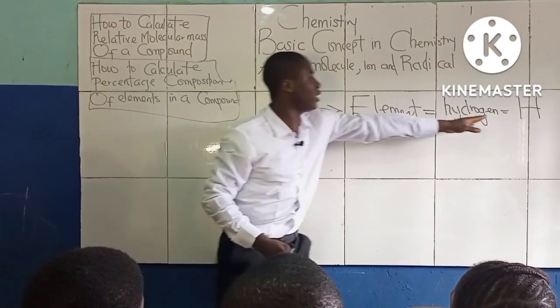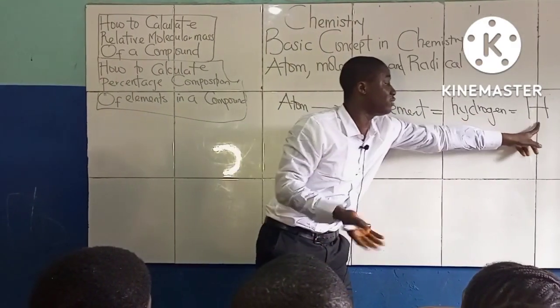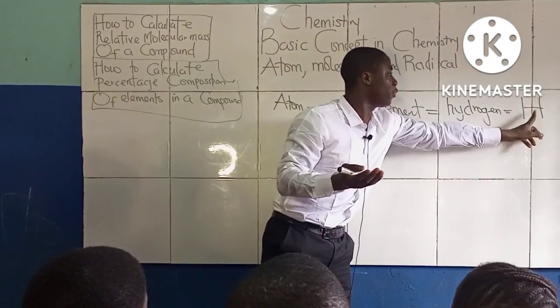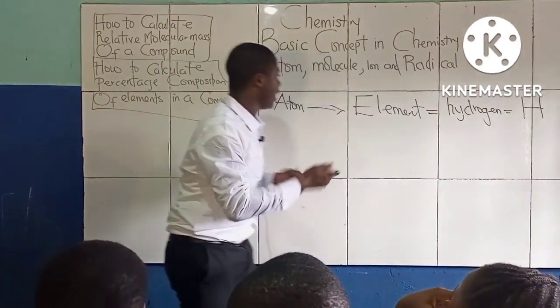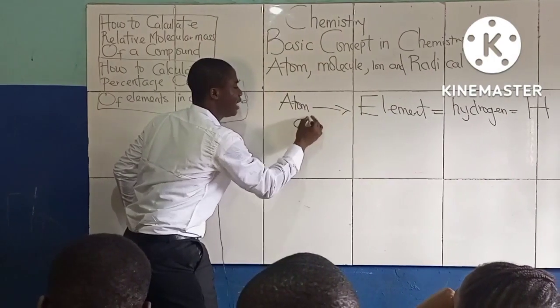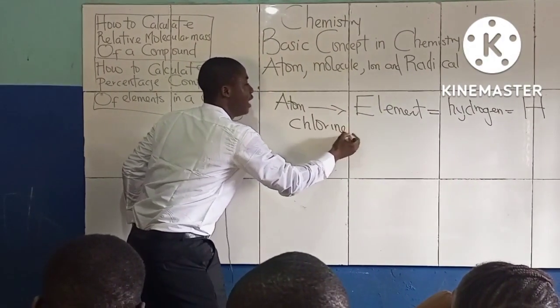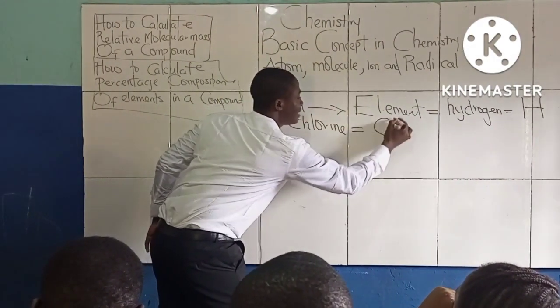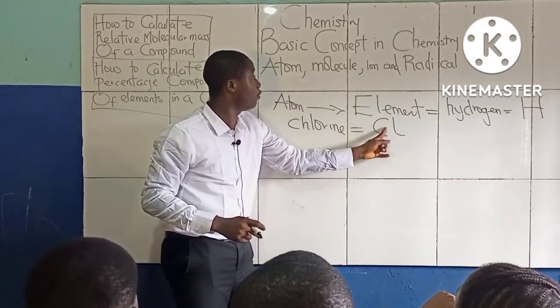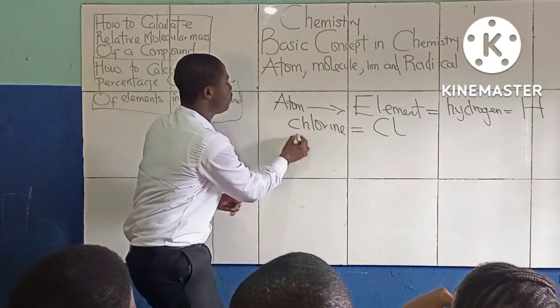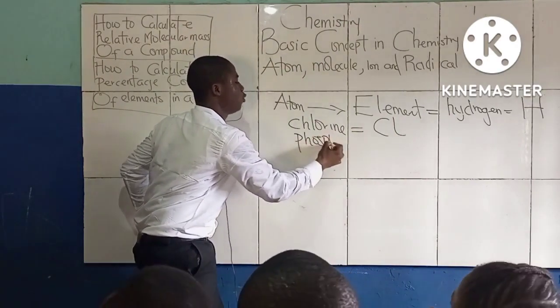Are you getting me now? So in this case, we are using hydrogen. What's the symbol of hydrogen, class? H. So how will you pronounce it? Is it hydrogen atom or hydrogen molecule? Hydrogen atom. Very nice. So I want to bring some popular elements here, like chlorine. What is the symbol of chlorine, class? Cl. How will you pronounce this symbol when you see it? Chlorine atom.